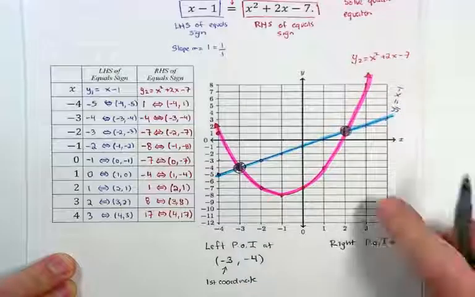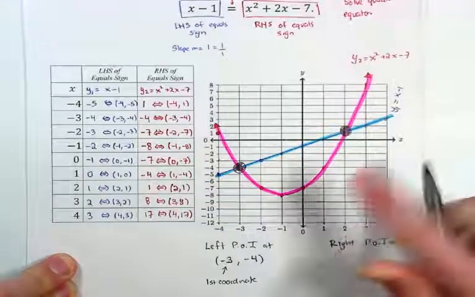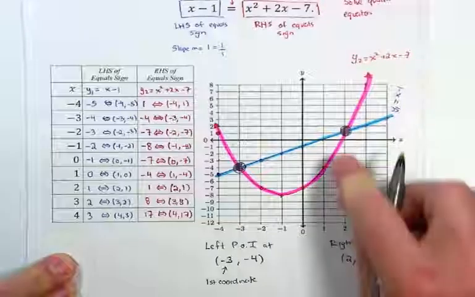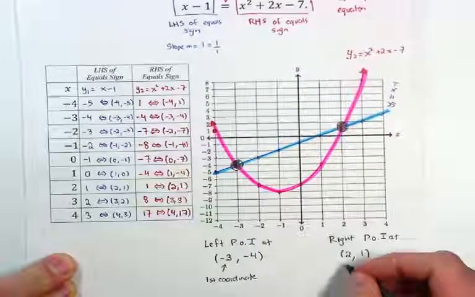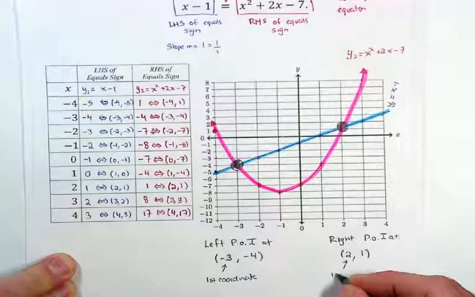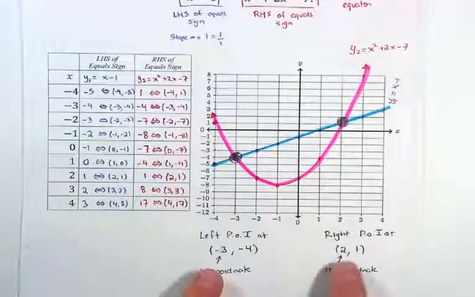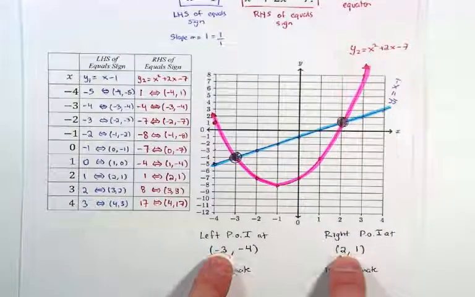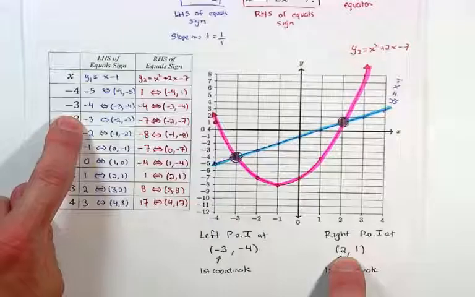In the right point of intersection, we see that the x-coordinate looks like 2, and the y-coordinate looks like 1. Here, for the second point of intersection, we see this is the first coordinate. We could have also seen that these were points of intersection by looking at the table of values.